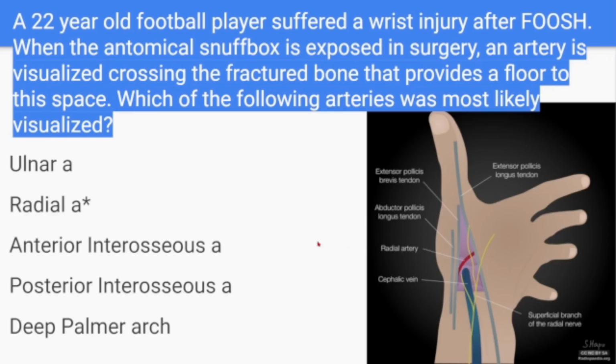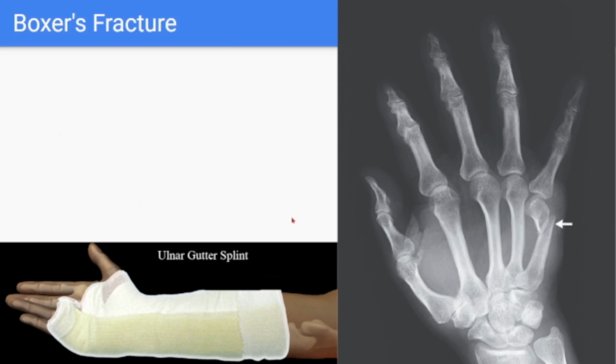Okay. A 22-year-old football player suffered a wrist injury after a FOOSH. When the anatomical snuff box is exposed in surgery, an artery is visualized crossing the fractured bone. That provides a floor to the space. Which of the following arteries was most likely visualized? I'm just going to skip all of these and say radial artery.